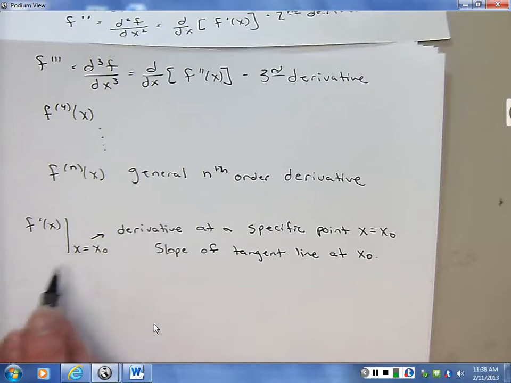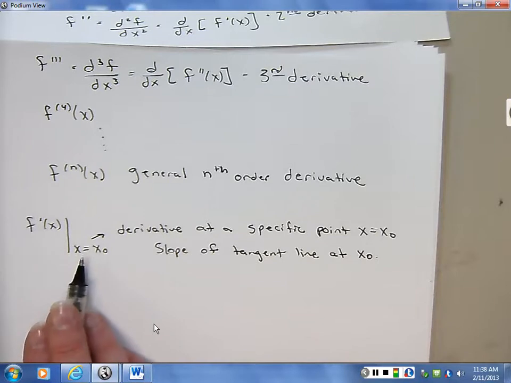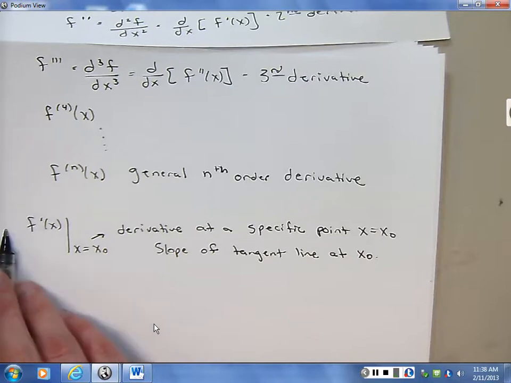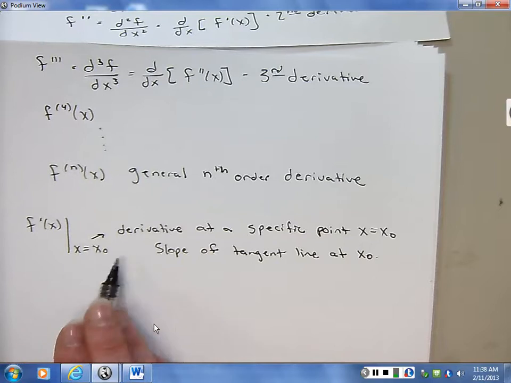And you'll see this on Wiley. You'll see it in your book. So you want to use it if I say, okay, I want to evaluate this function at this point. I'm going to have the derivative, and then I make a vertical line and say x equals 5. So I'm plugging 5 into that function.